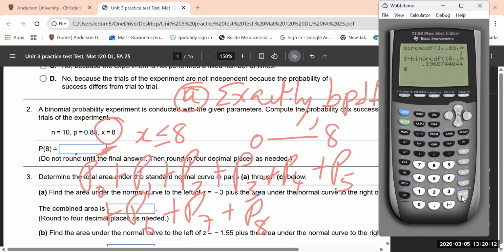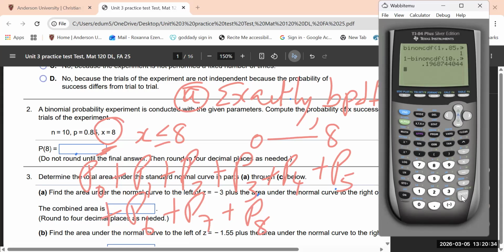Again, therefore, the probability that the random variable is greater than 8, which is 9 plus 10, is 0.1969 to 4 decimal places, to the nearest 10,000. So we have answered that question.